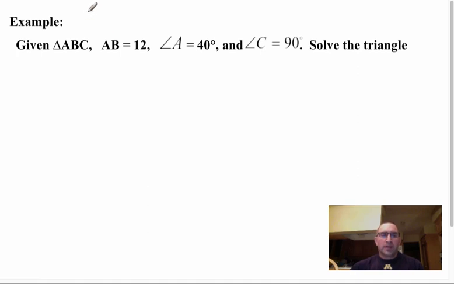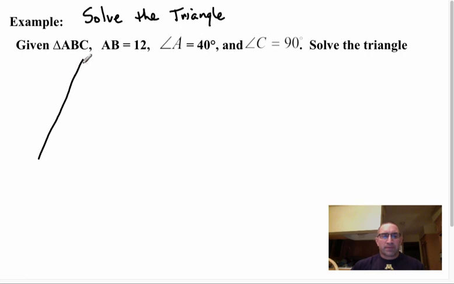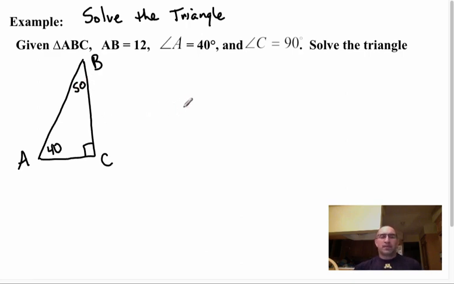And these examples are called solve the triangle examples. What we're going to be trying to do is draw a picture. I need a right triangle. It tells us that angle C is the 90-degree angle. Angle A is 40. And that allows me to know that angle B is 50 right away. And solve the triangle means find all the sides and find all the angles.